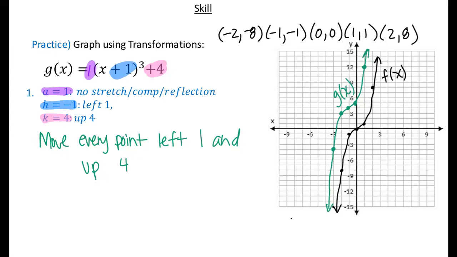You guys can double check your work. Here's the transformed function. We have the parent function right here, f of x. Quiet, please. Double check your graph. The black one should always be the same for f of x, the parent function. And then g of x is the green one. All I did was took every point and I moved it to the left 1 and up 4. So left 1, up 4, left 1, up 4, and so forth. Okay? And make sure you label which one's f of x, which one is g of x.